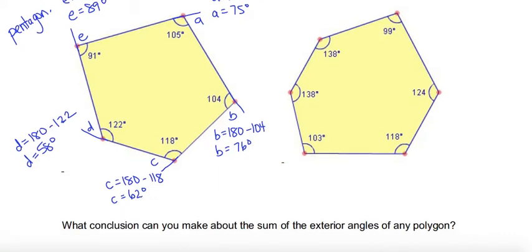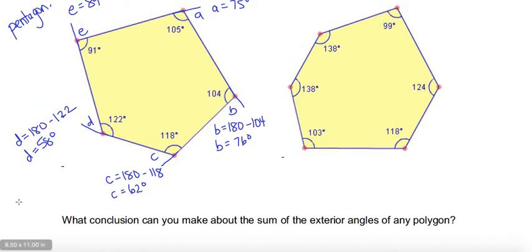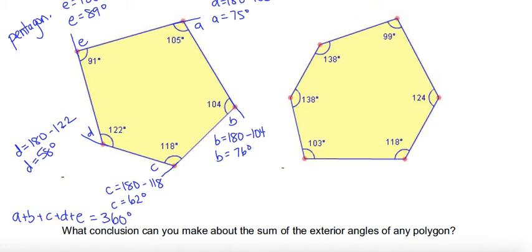So what happens when we add these all together? Well, A plus B plus C plus D plus E. I'm just going to do all of these calculations. I'm not going to show you that step because I've run out a little bit of room. So 75 plus 76 plus 62 plus 58 plus 89 is equal to 360 degrees. So let's go through this last one.